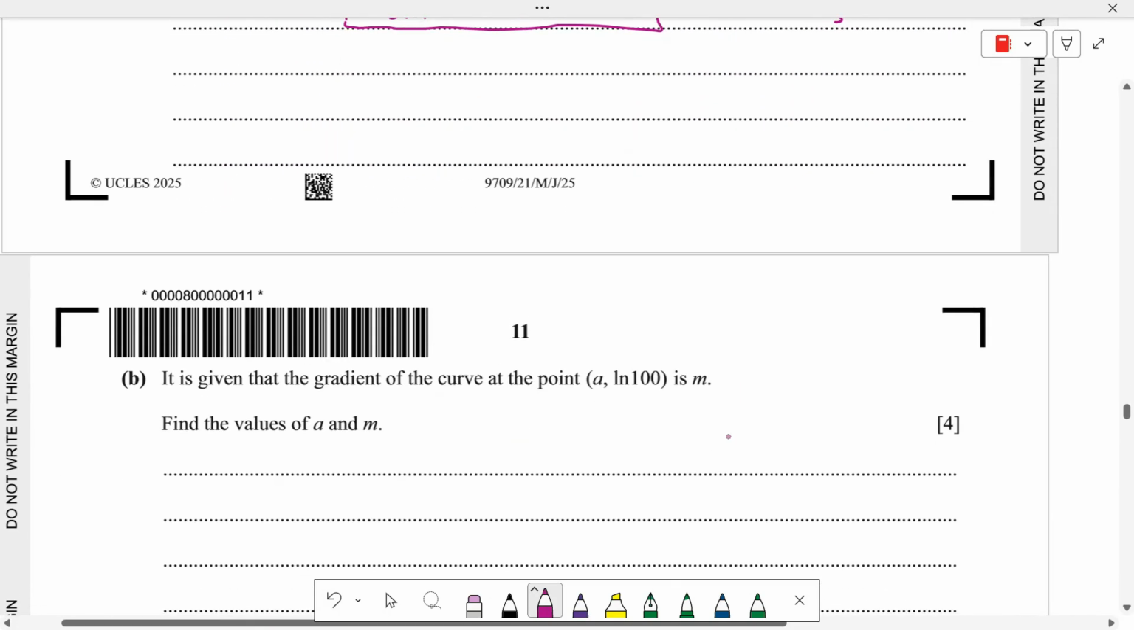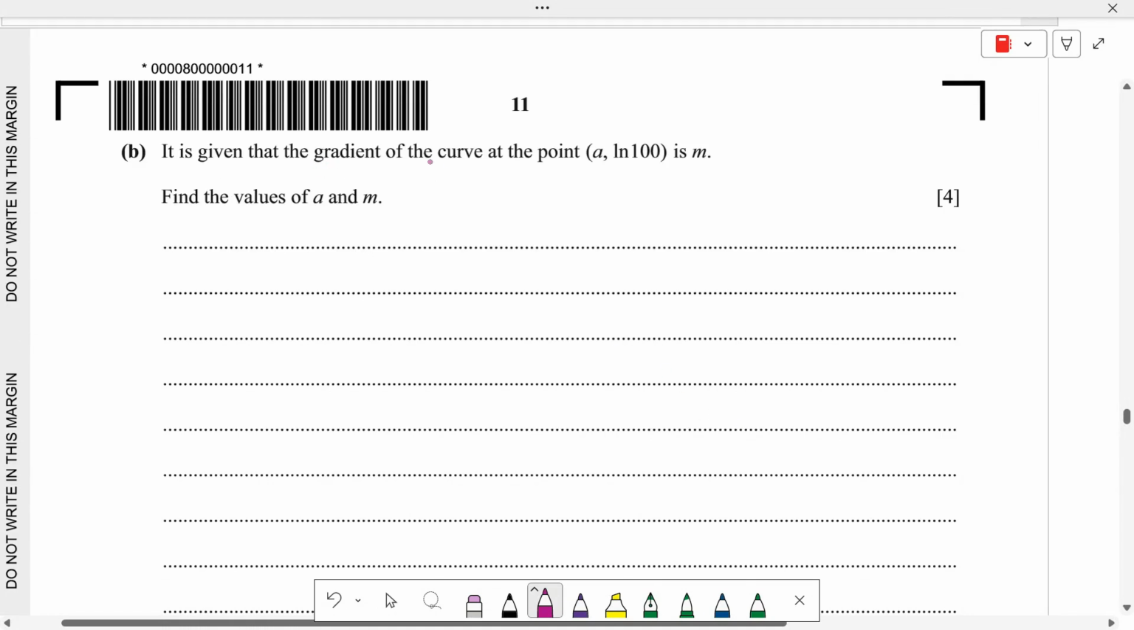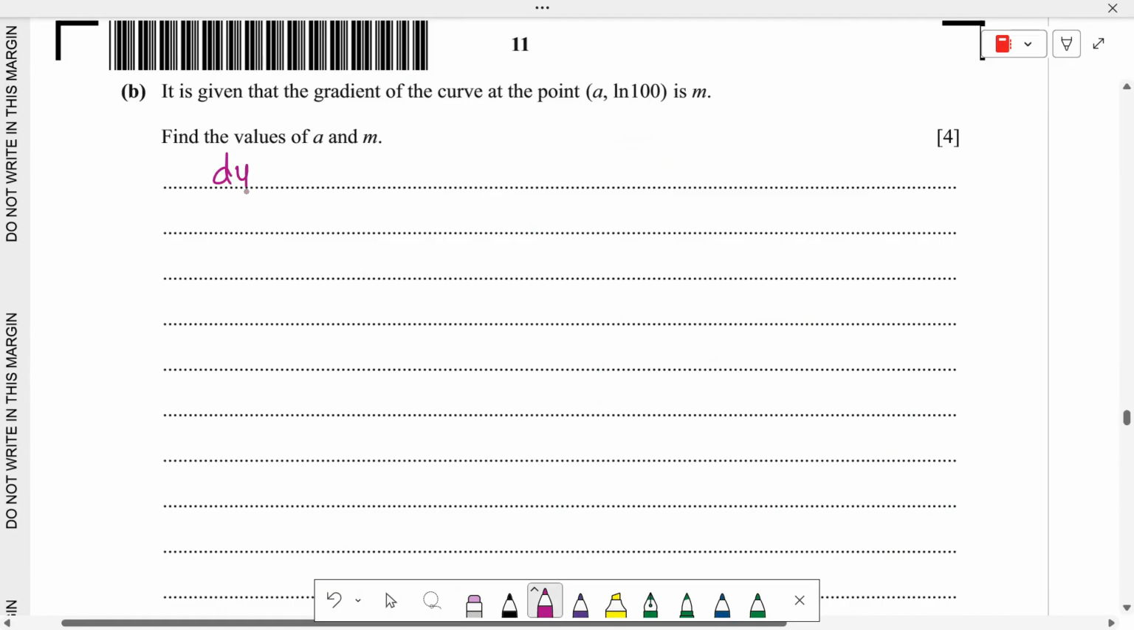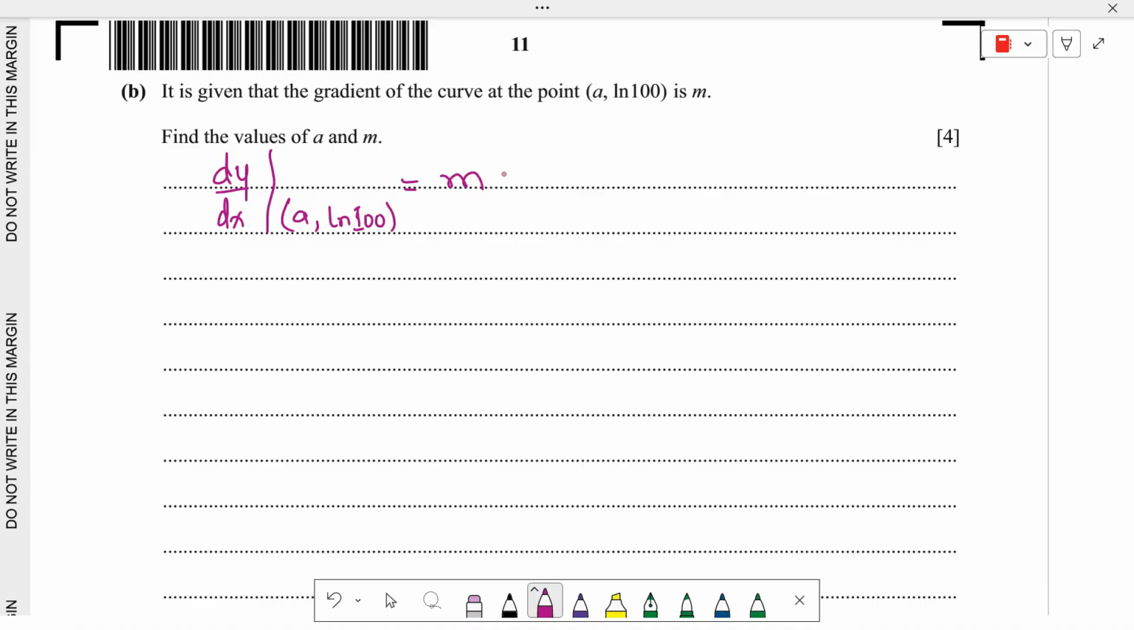Let's move to part B. It is given that the gradient of the curve at the point (a, ln 100) is m. Find the value of a and m. Okay, we are given that the y coordinate is ln 100. We need to find dy/dx at (a, ln 100), and this is equal to m, and we need to find the values of a and m.